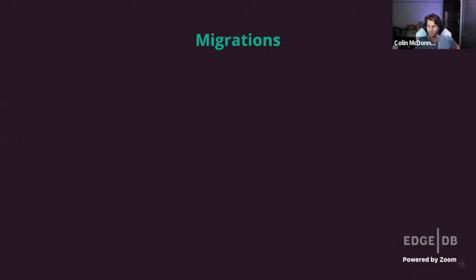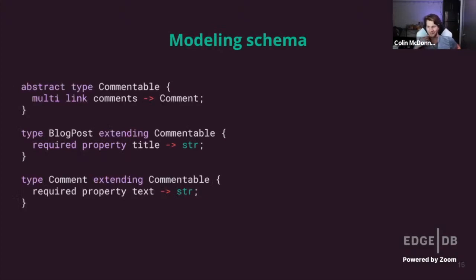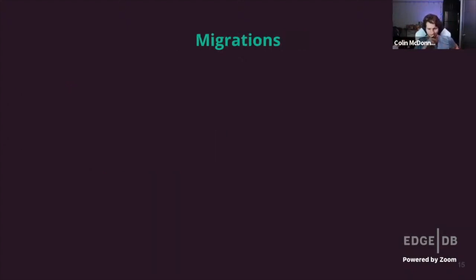So that's the quick rundown of schema modeling. This didn't even get into, I'm just realizing, the concept of link properties, which Victor alluded to. Because we've got that graph relational model, we can actually attach properties to our links, which opens up a whole new universe of ways to model data. Okay, but moving on to migrations.